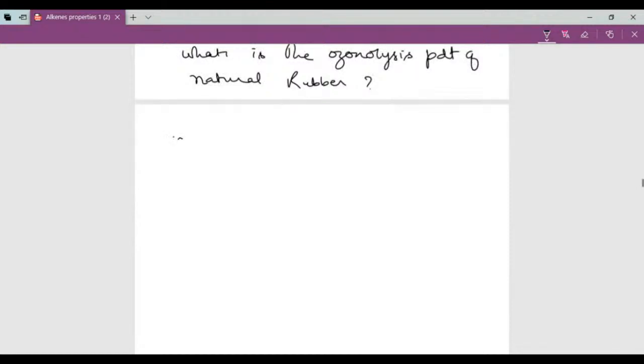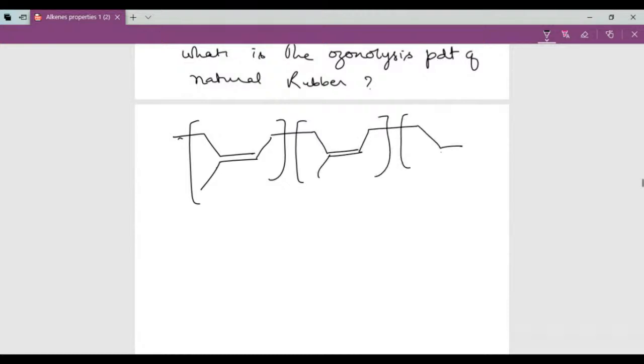For that you have to write the proper structure at least 2-3 times, like this. It may go on further and further, but at least 2-3 times. Once you draw this, now we'll do ozonolysis. Here it will be double bond O, and here it will be double bond O. Then we'll check whether the same unit is coming again and again or something different.